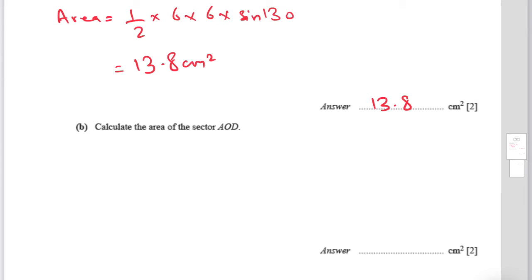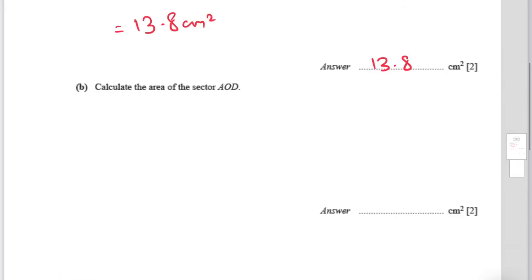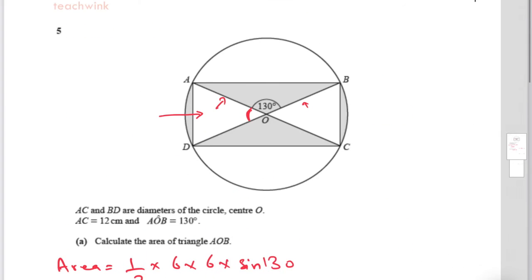The next part of the question says calculate the area of the sector AOD. That means they've asked us to find the area of this sector. So we need the angle of this part, which I believe is 180 minus 130. So first we do that. 180 minus 130 gives us 50 degrees. So this part is 50 degrees.